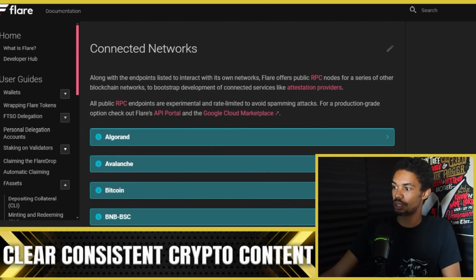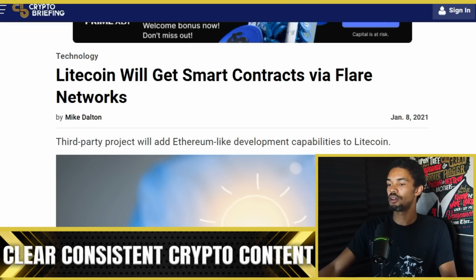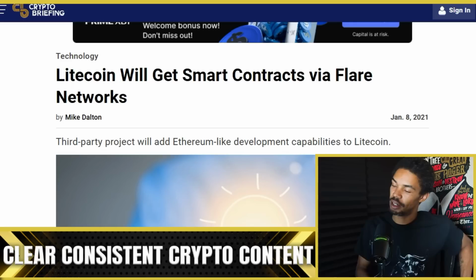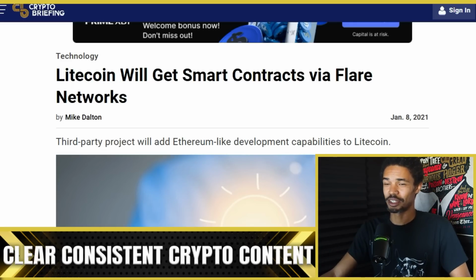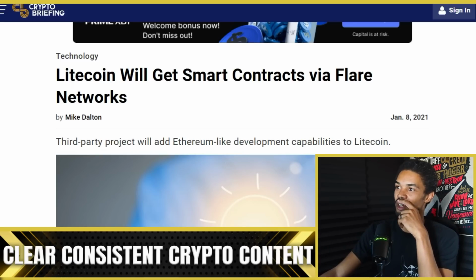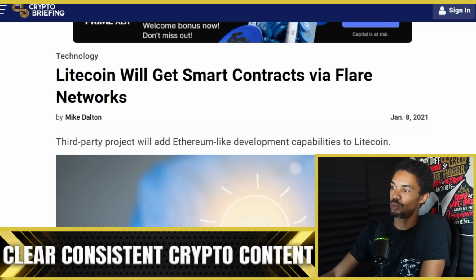Now, looking at this list, it raised a couple questions because there's one asset that's missing here. And I may have an idea why. You see, Litecoin was there. They were first announced back in 2021. I remember this, made an episode about it. This was the early days of DHN. We were still called Digit Hustle News, baby. Y'all remember that? Half of y'all weren't even here. But it's cool, though. Back then, 2021, Litecoin would get smart contracts via Flare networks.